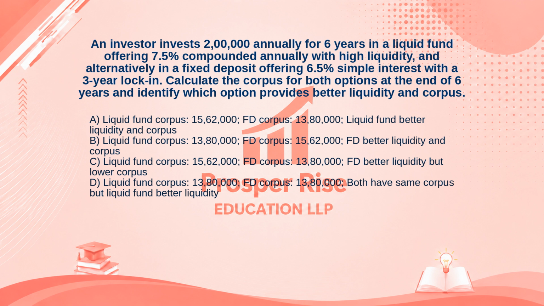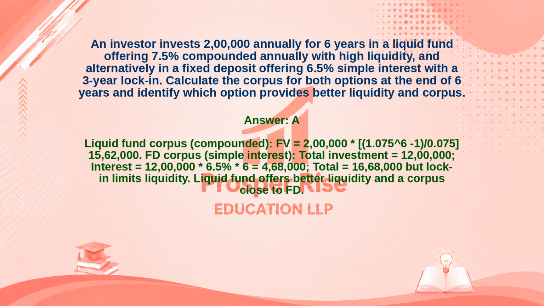The correct answer is Option A. Let's see why. Liquid fund corpus, compounded: FV equals 2 lakh times (1.075^6 minus 1) divided by 0.075, which is 15,62,000. FD corpus, simple interest: total investment equals 12 lakh, interest equals 12 lakh into 6.5% into 6 equals 4,68,000. Total equals 16,68,000, but lock-in limits liquidity.